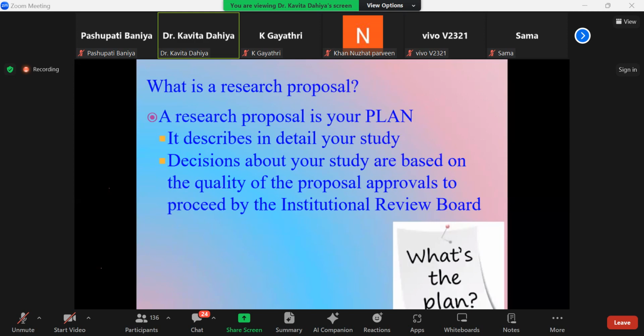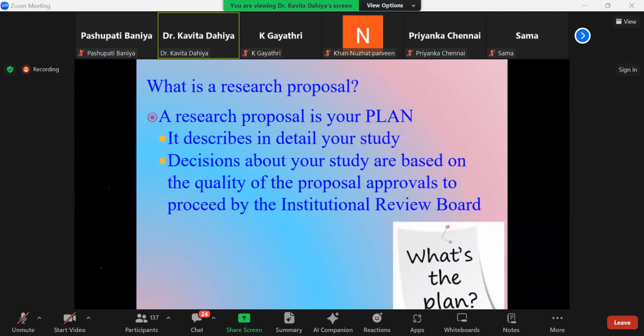So this research proposal is your plan, which describes in detail your study. It is the basis of decisions about your study, based on the quality of the proposal, approval to proceed from the institutional review board. Because whenever you are conducting any research, you are not the only person involved in the research. There may be some other individuals who are involved in this research, maybe a direct stakeholder or indirect stakeholder.